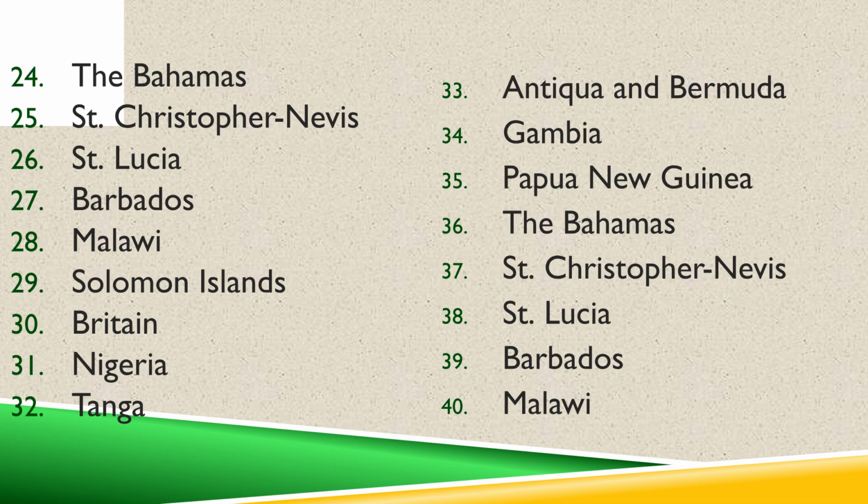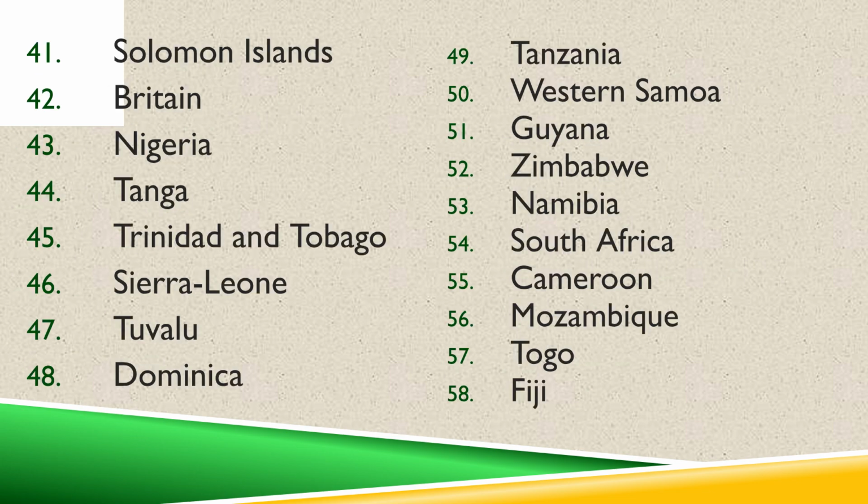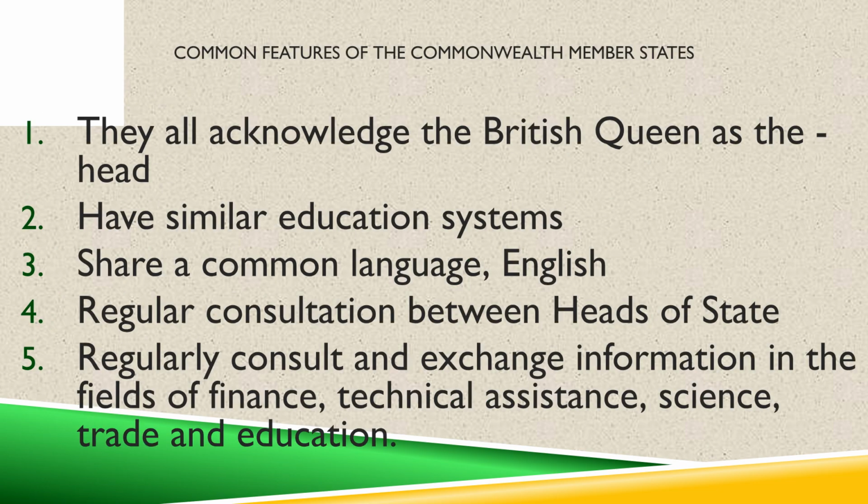This and the following slides list the countries that form the Commonwealth, including nations such as Botswana, New Zealand, Australia, Ghana, and Kenya. The list continues with countries like the Bahamas, St. Christopher Nevis, St. Lucia, and Barbados. More Commonwealth nations include Tanzania, Zimbabwe, South Africa, Cameroon, Mozambique, and Fiji. The membership is diverse and geographically widespread.